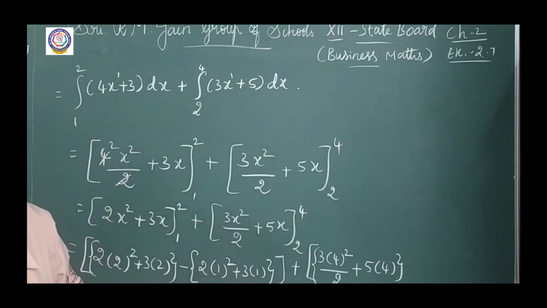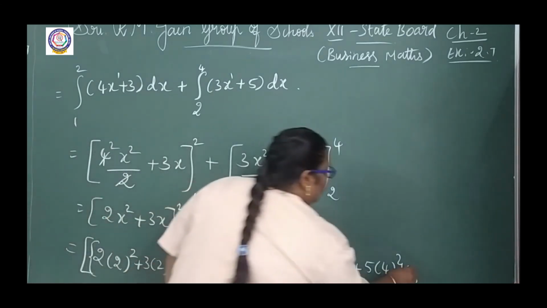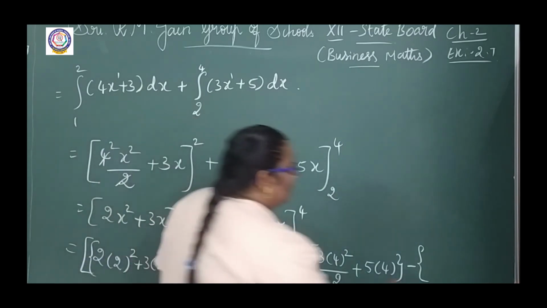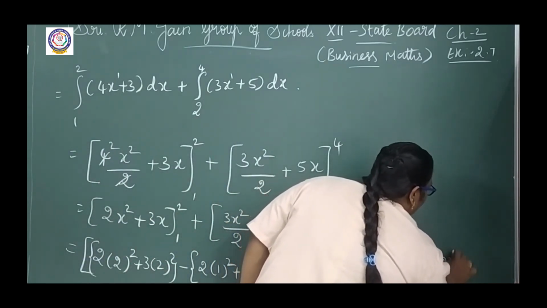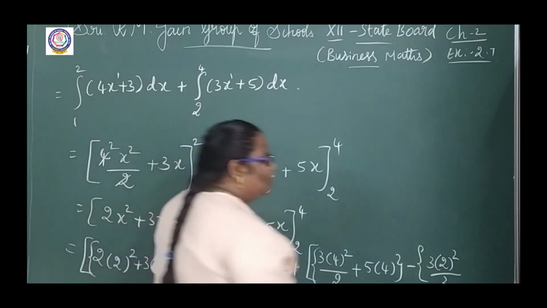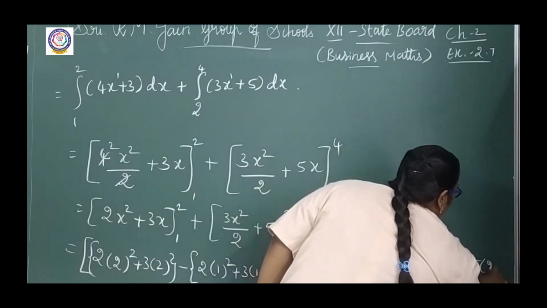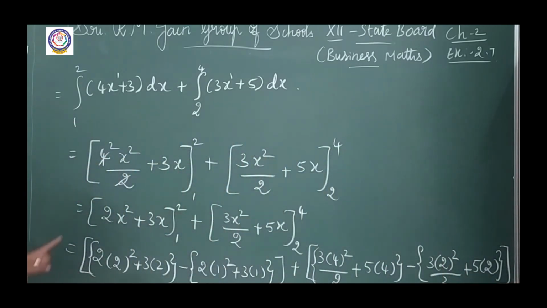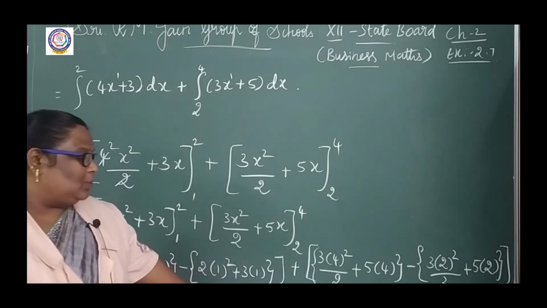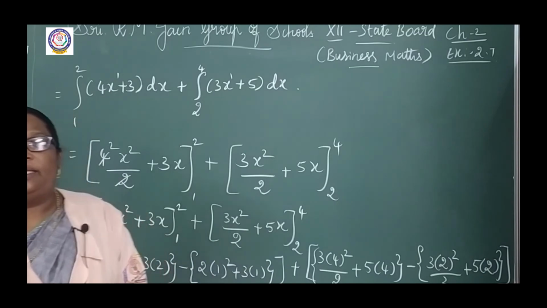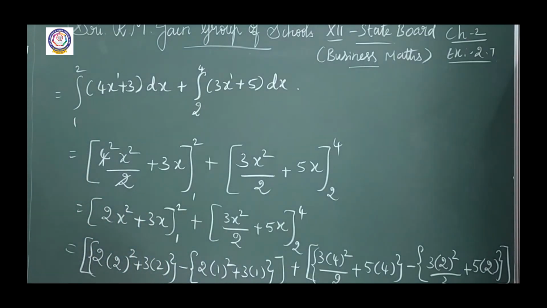Upper limit is 4, minus lower limit. What is the lower limit here? 2. So, 3 into 2 square by 2 plus 5 into 2, the lower limit. In the first part, the upper limit is 2 and the lower limit is 1. The same way I proceed: upper limit is 4 and lower limit is 2.